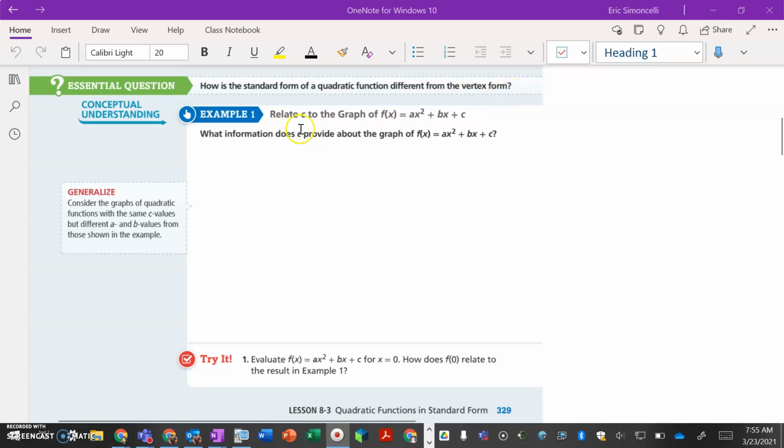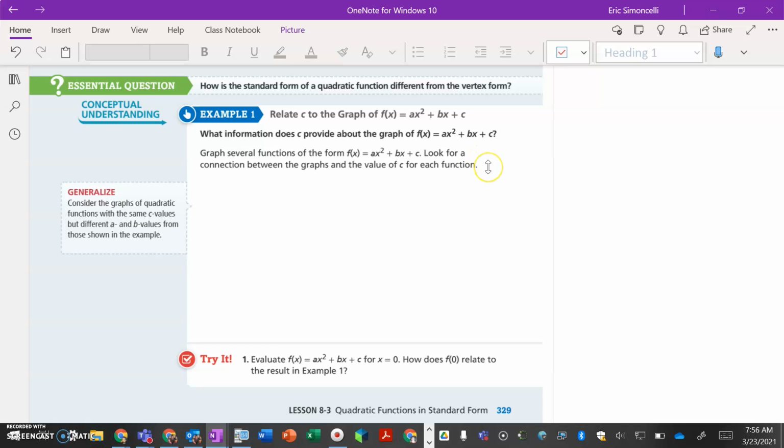Example 1, relate c to the graph of f of x, which is equal to ax squared plus bx plus c. What information does c provide about the graph of f of x, which is equal to, again, ax squared plus bx plus c? So let's start. I'm going to graph several functions of the form f of x, again, equals ax squared plus bx plus c. Look for a connection between the graphs and the value of c for each function.